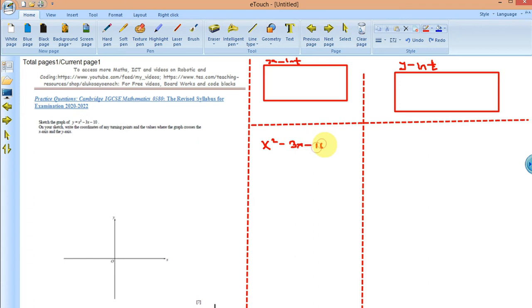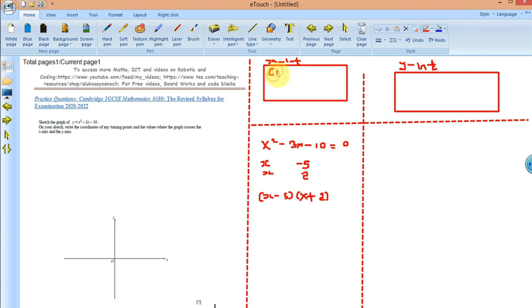So I'll go ahead and factorize this. So that will be x multiplied by x, then this is minus 5 times 2, that should give me minus 10, and minus 5 plus 2, that is minus 3. So I have x minus 5, x plus 2. If you expand this, that will give you that expression up there. But it equals to 0, because x-intercept is when y equals to 0.